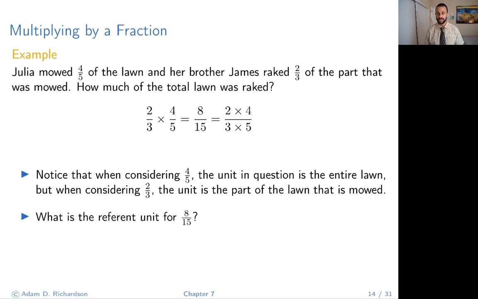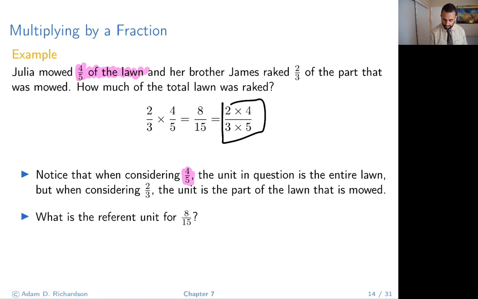Okay, so again, algebraically or arithmetically, this is the operation. We're basically doing 2 times 4 over 3 times 5, and that picture shows you how. The one thing I wanted to point out here is this. When we were considering the quantity 4/5, the unit that we were comparing to was the entire lawn, right? It's 4/5 of the lawn.